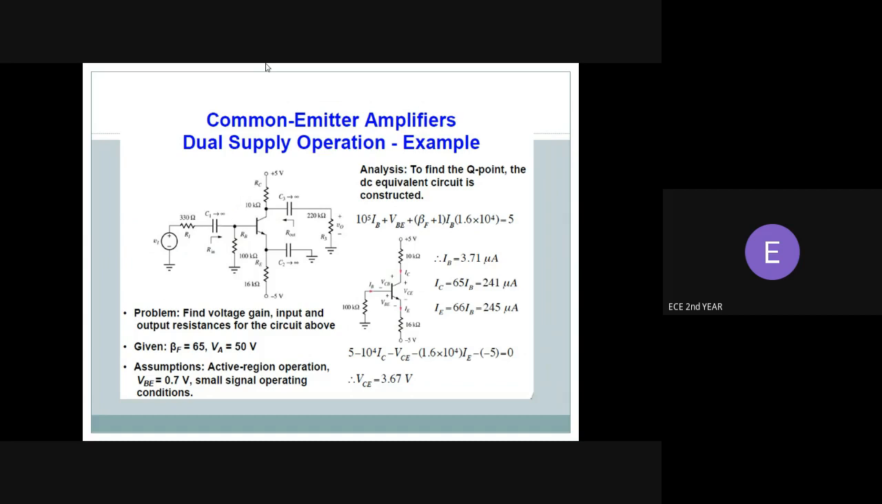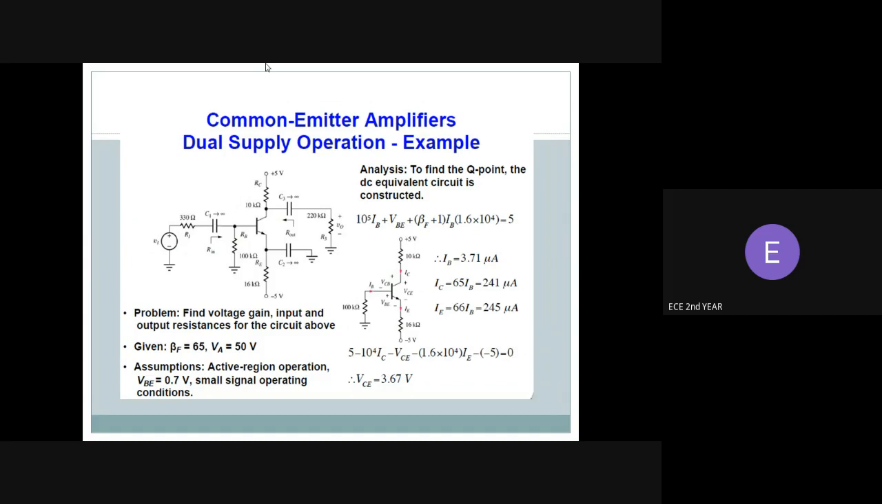For the given circuit, I'm going to calculate the voltage gain and the input and output resistance for this circuit above. Given beta F is equal to 65 and VA is equal to 50 volts. Assumption: active region operation, VBE is equal to 0.7 volts, small signal operating condition.